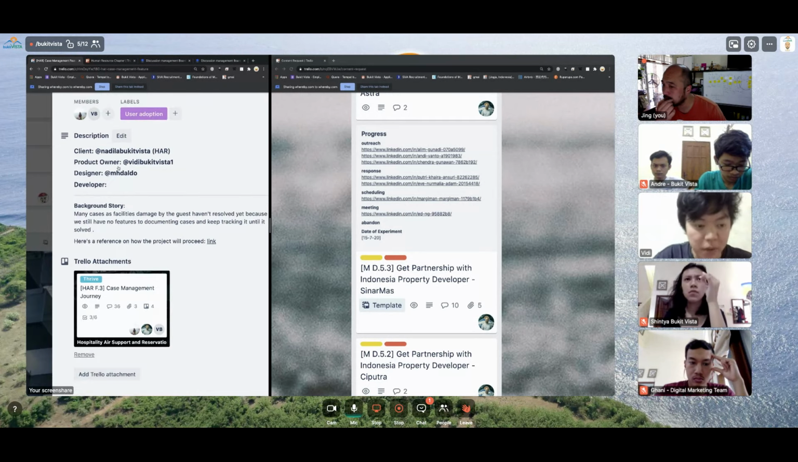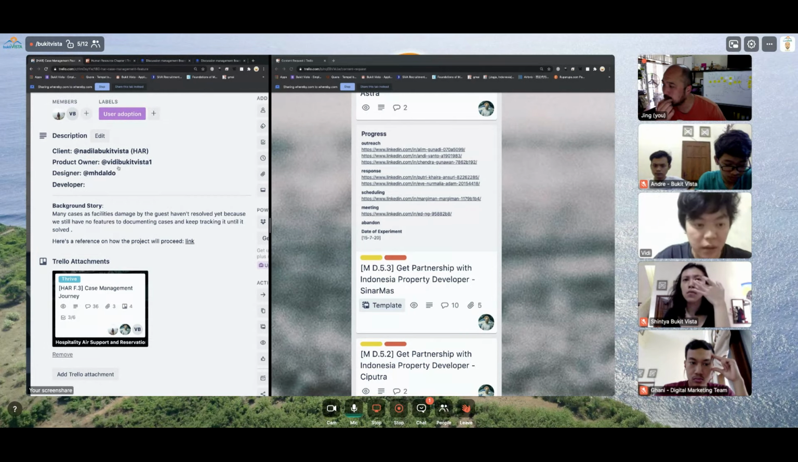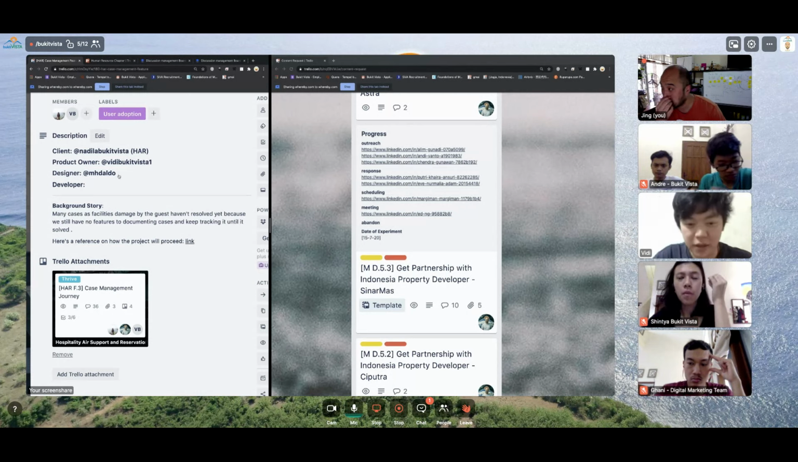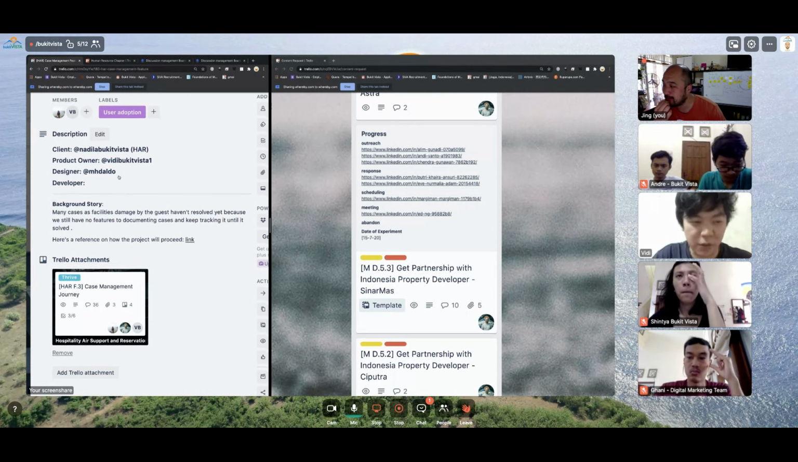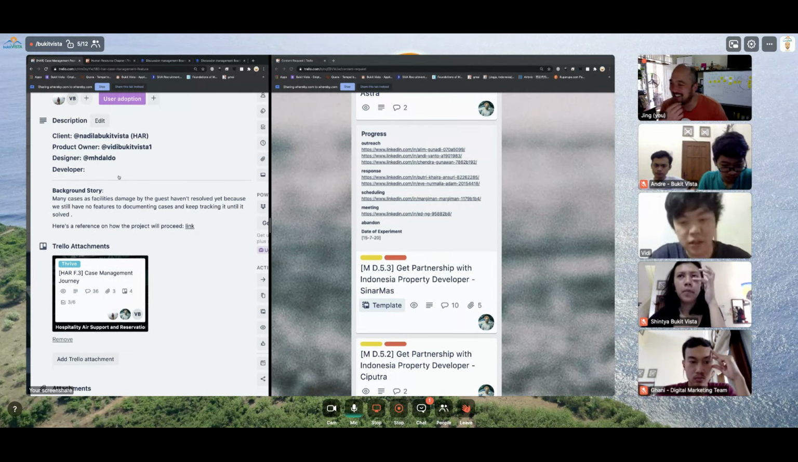That's the most important part because if we have a feature that has no users, then the project itself is a project that exists for its own sake.